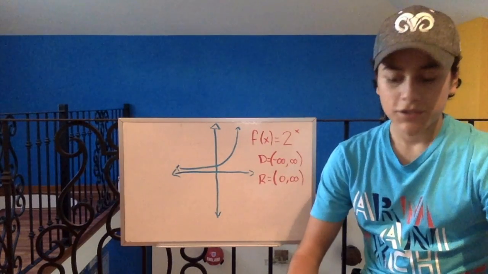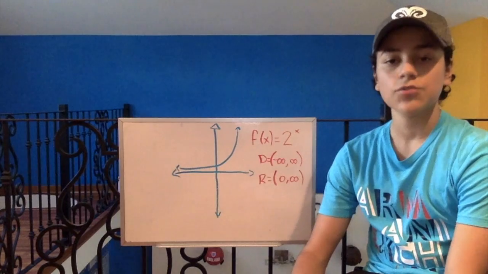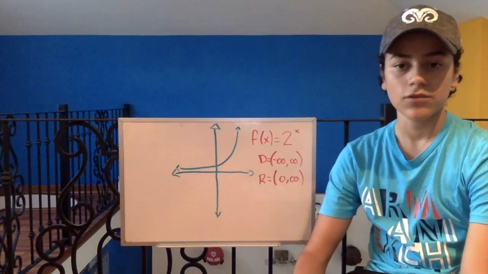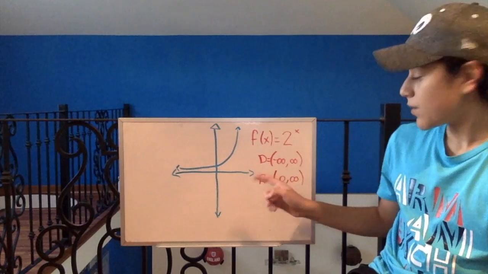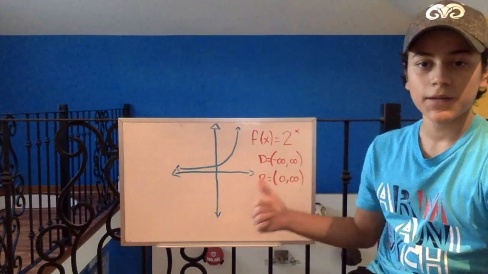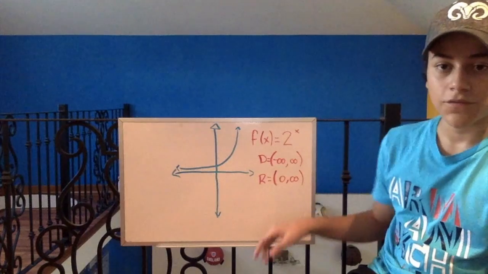In exponential functions, the variable is used as a power of the constant and is represented with the following formula: f(x) equals 2 to the x power. The domain will always be negative infinity to infinity, and the range 0 to infinity.